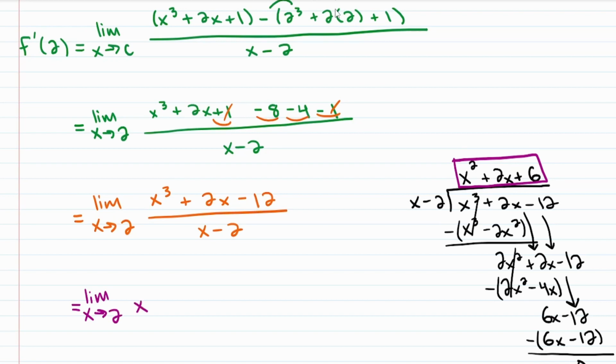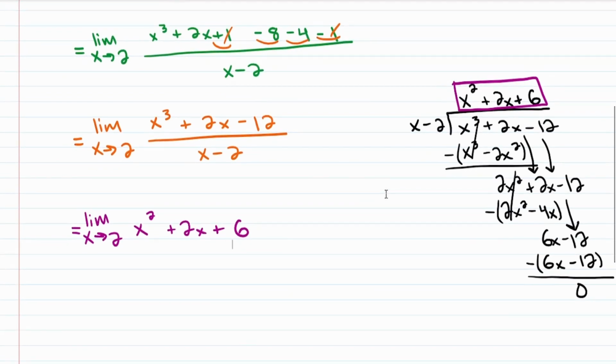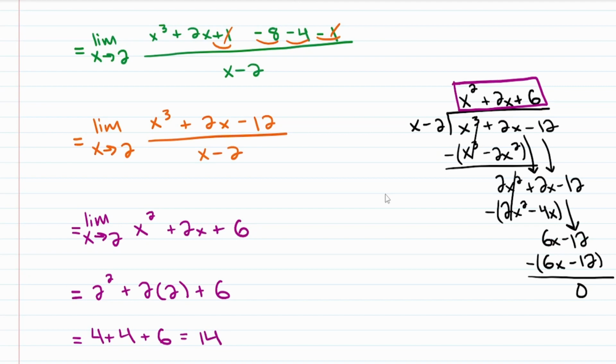Now we just have x squared plus 2x plus 6. And this looks a lot nicer because we can go ahead and plug in 2 and not worry about having a 0 in the denominator. So we can evaluate our limit by plugging in 2, and we would get 2 squared plus 2 times 2 plus 6. So that would be 4 plus 4 plus 6, which would give us 14. Awesome. Let's go ahead and do one on your own.